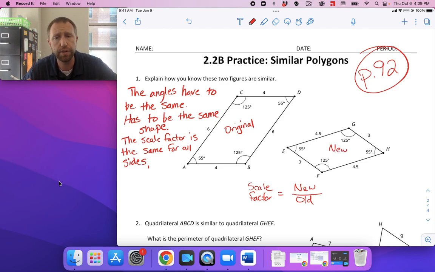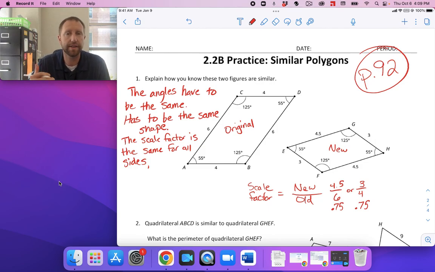And if my scale factor is new divided by old, that would mean I've got to take 4.5 and divide that by 6, or I could take 3 and divide it by 4. Either way, right? I'll get the same answer either way because it's supposed to be the same scale factor for all of the sides. Well, 4.5 divided by 6 is 0.75. 3 divided by 4 is 0.75. So I did just prove that it is the same scale factor all the way around. Okay, so I'll put over here 0.75.